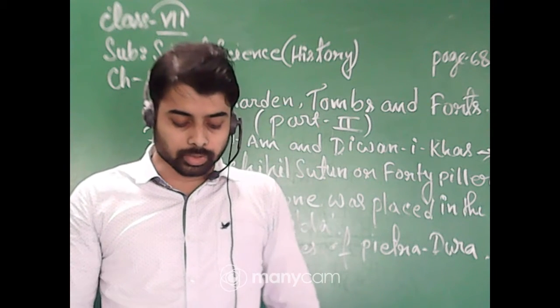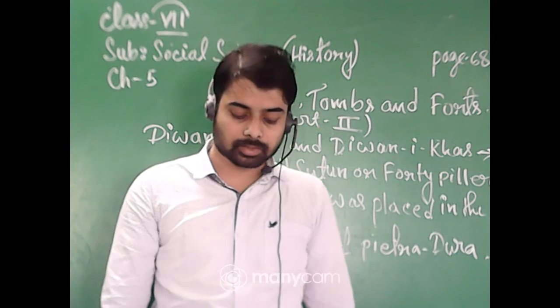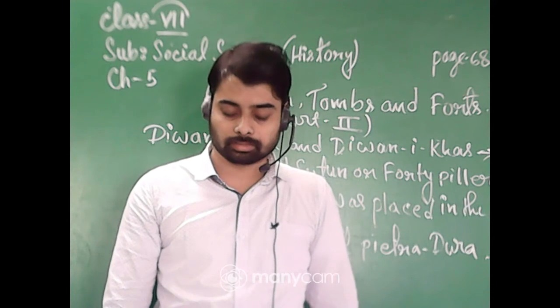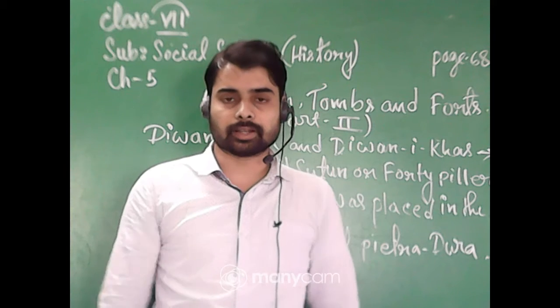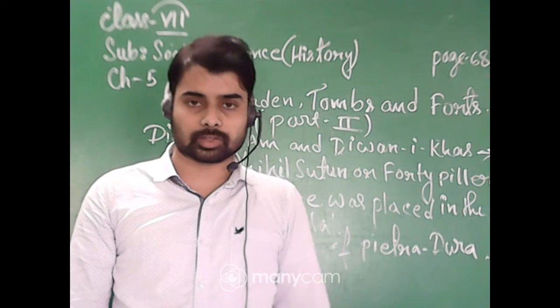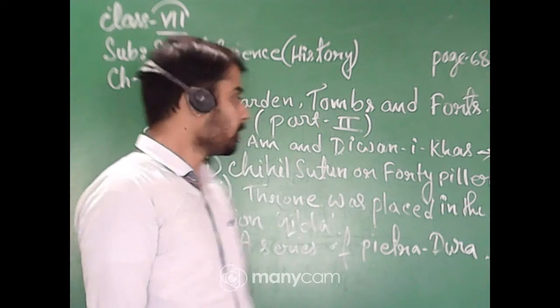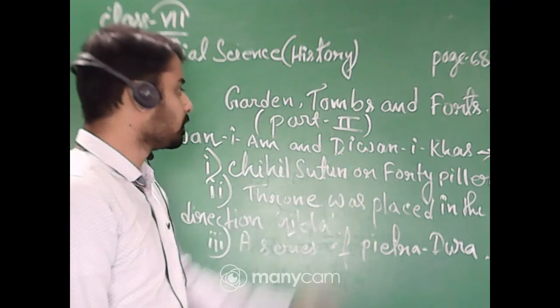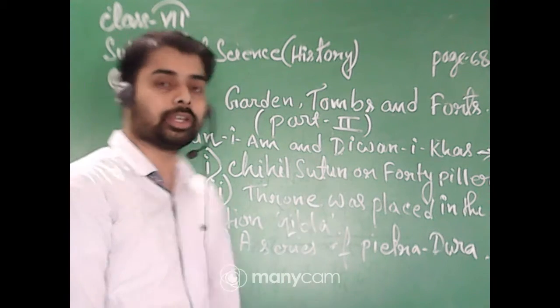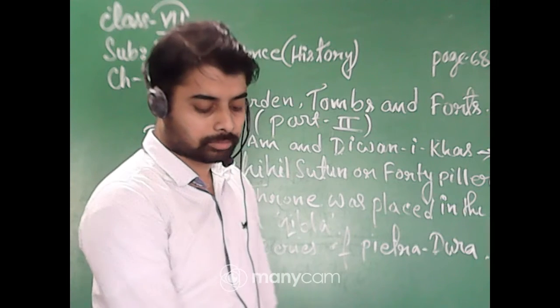The Diwan-i-Am and Diwan-i-Khas were carefully planned and placed inside a large courtyard, and inside the courtyard a 40-pillared hall was constructed for the Diwan-i-Am and Diwan-i-Khas. This is called Chihil Sutun, the 40-pillared hall. It is another feature of Mughal architecture.